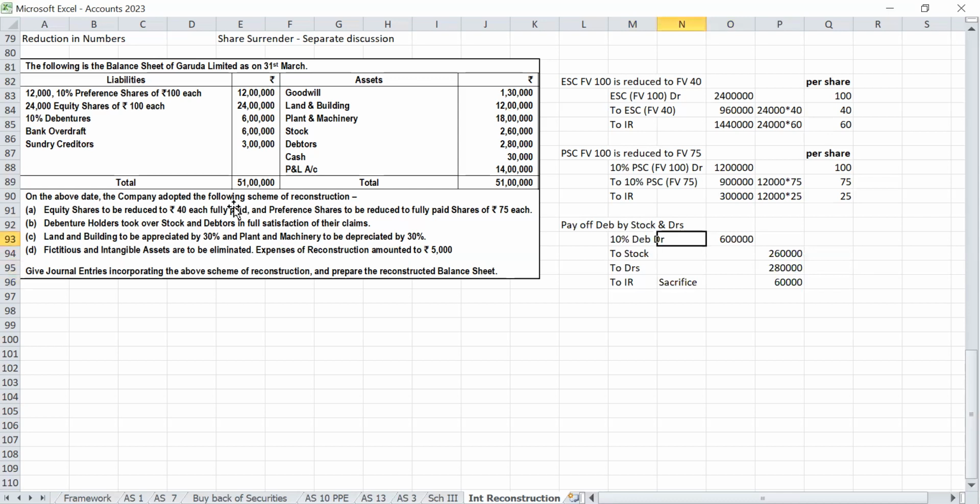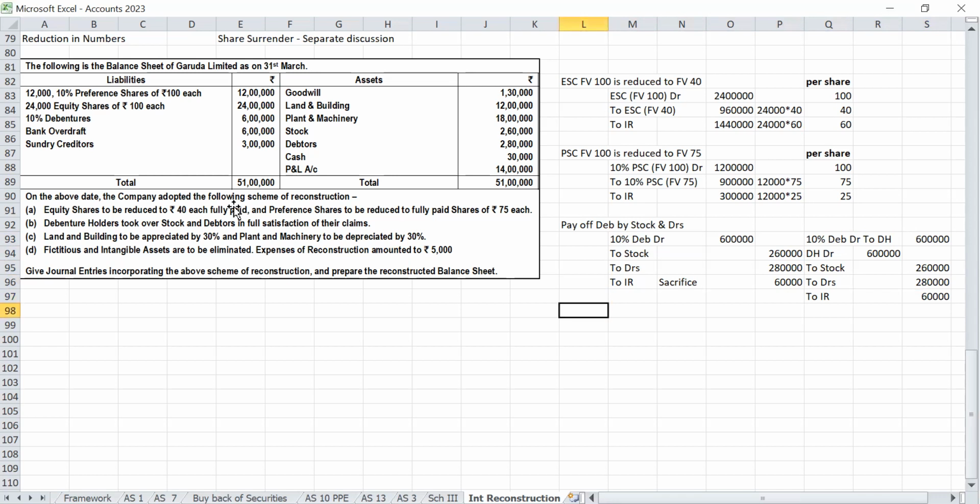Clear? Yes, sir. Sometimes we can also pass like this. 10% debenture debit to debenture holder. Then debenture holder debit to stock, to debtors, to internal reconstruction. Like that also you can run. Clear? Yes, sir. Next.